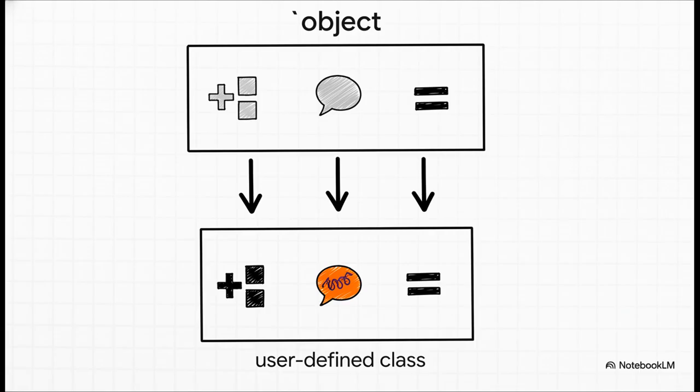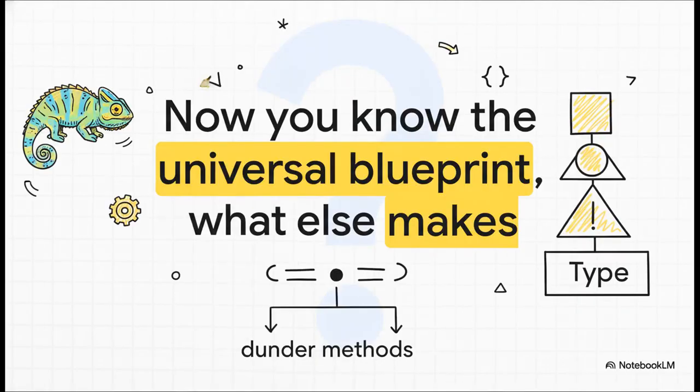So when you decide to write your own __str__ method, you're actually just overriding a method that you inherited from object. So once you understand this, that everything is built on this universal blueprint, so many other parts of Python just click into place. It's not a random collection of features. It's a really consistent and elegant design. Now that you know the secret, what are you going to build with this deeper understanding?